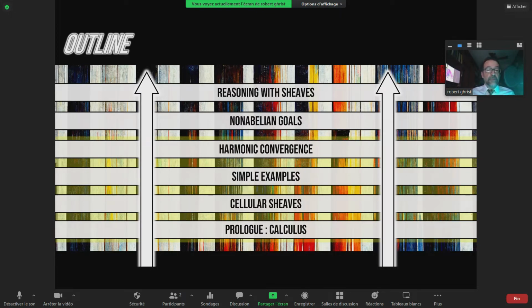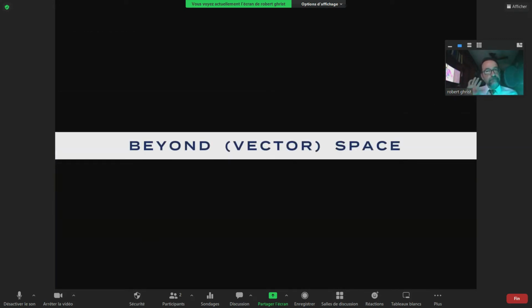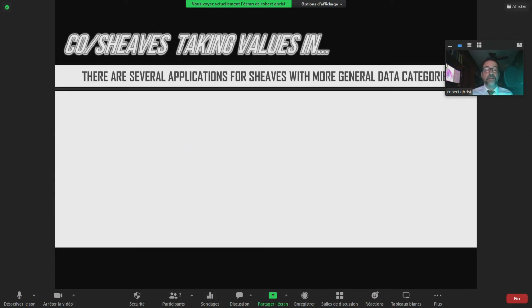What I want to talk about today is going to begin with the notion of moving beyond the vector space coefficients that we've been working with and trying to do something that's a little less linear algebraic. Of course, sheaves can take coefficients in any kind of category you want, but if you want to do things like cohomology, you really kind of want an abelian category. But more on that later.